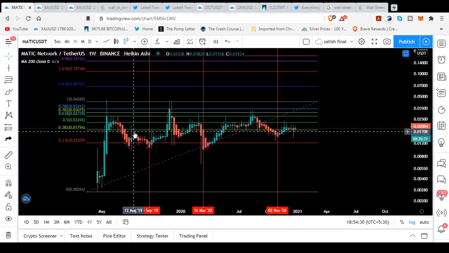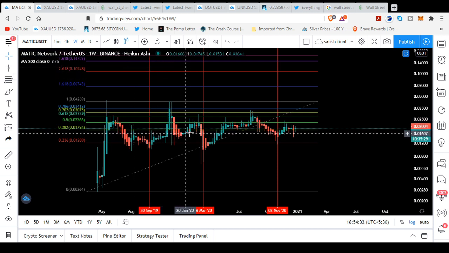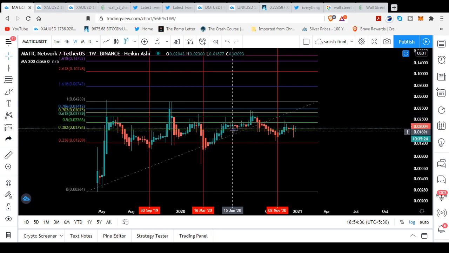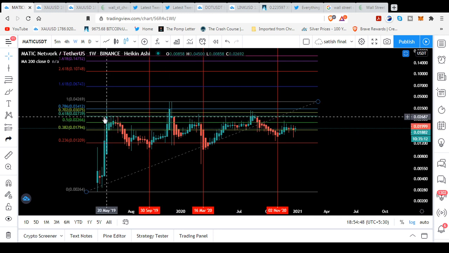It acts as a resistance line here, here also, and it acts as a support here. The price went up and it acts as a support here. See, all these are very well respected. That means for me it's a very organic kind of accumulation. So the Fibonacci levels are very well respected.